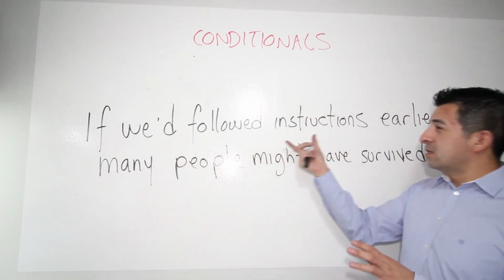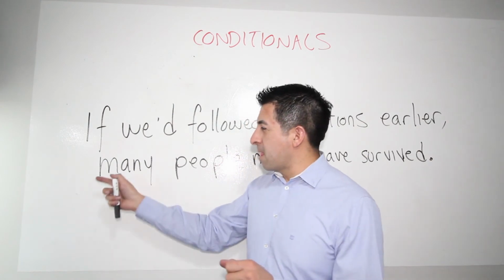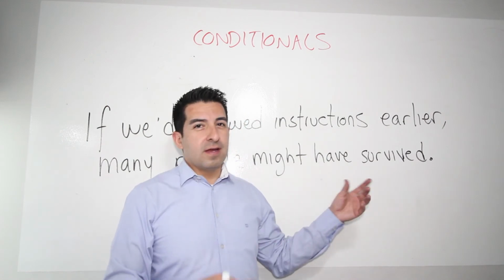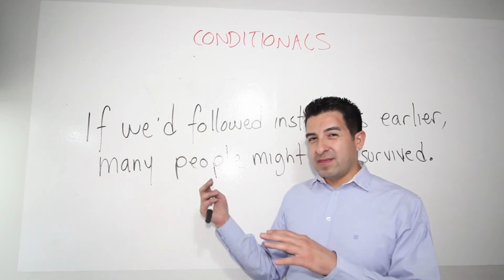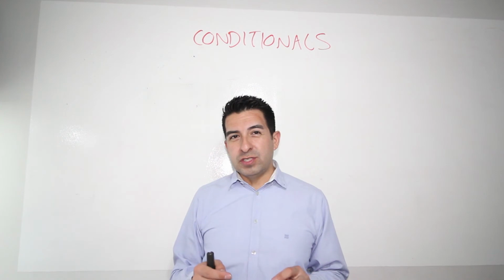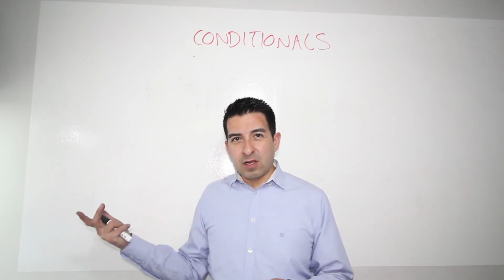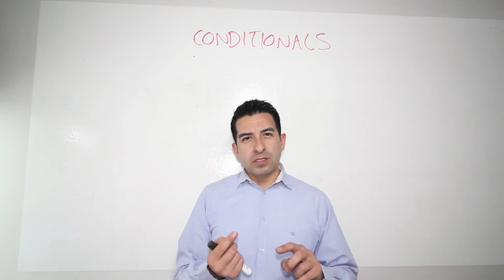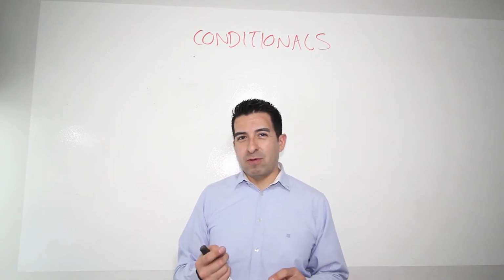If we had followed instructions earlier, remember, it didn't happen, many people might have survived. The main idea didn't happen as well. Didn't happen at all. Remember, I told you in imaginary situations in the present, we use the past simple in the if clause. Here, instead of writing if I was, we're going to write if I were. Yes, we can write were.